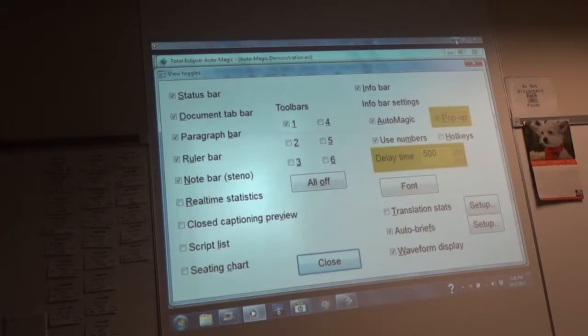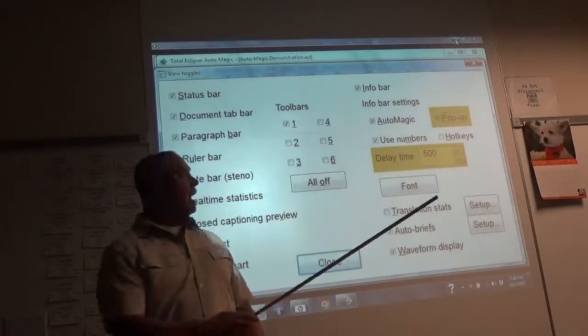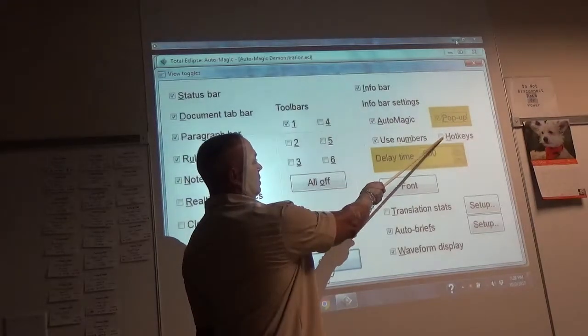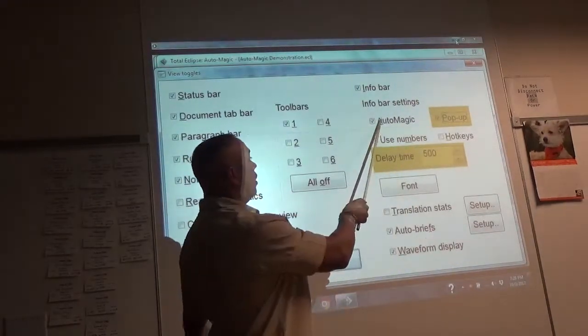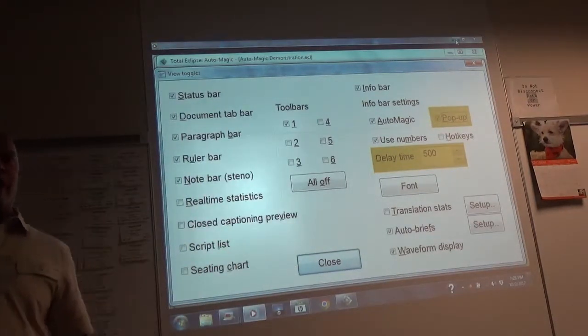Okay, go into Windows. Yeah, push Control Shift F3. Control Shift F3. Mm-hmm. Oh, F3. Okay. So you should have this checked. Hotkeys. You should have AutoMagic too. Do y'all? Everybody have it?